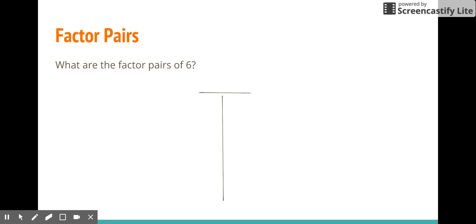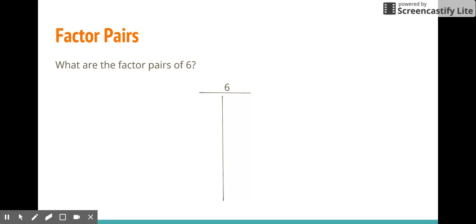Let's go ahead and find all of the factor pairs of 6. We're going to be using T-charts today, so you can see that I drew a T-chart. We have the crossbar at the top and the line that goes through the middle. I always want to put the number that I'm trying to identify factors for at the top of the T-chart. That reminds me of my focus, what number I'm trying to find factor pairs for.